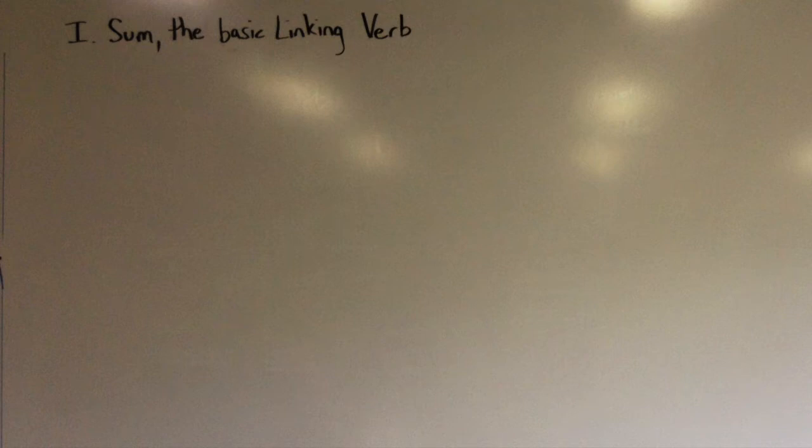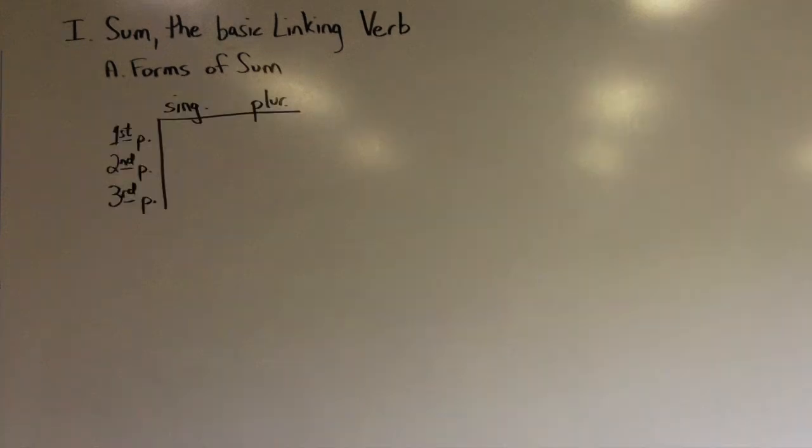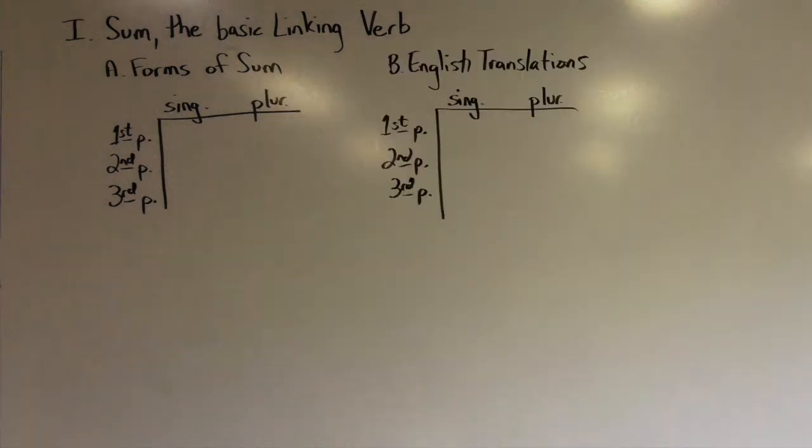To that end, we'll have to learn specifically the forms of the linking verb sum as forms themselves, not as endings. So to do that, let's start by setting up a chart similar to the ones that we did in chapter 2, with singular on the left, plural on the right, and then first person, second person, third person down the left. On the right-hand side, we'll make a similar table for the English translations of these forms of sum.